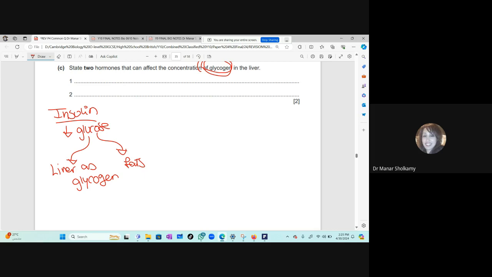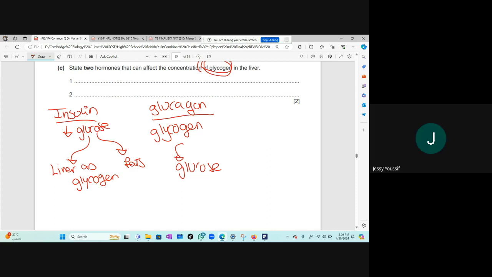Remind me, what is the opposite hormone? What is the opposite of insulin? Glucagon. What does glucagon do? Increases blood sugar levels. Yes, you're all correct. It will convert the glycogen back to glucose to increase glucose levels. What other hormone also increases glucose levels? Adrenaline. Yes, adrenaline when you're scared, when you have a biology exam.